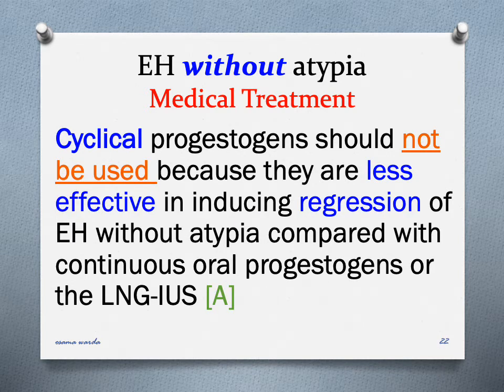Cyclical progestogen should not be used. They should not be used because they are less effective in inducing regression of endometrial hyperplasia without atypia compared with continuous oral progestogen or the levonorgestrel releasing intrauterine system. And this is a very, very strong recommendation by the RCOG.